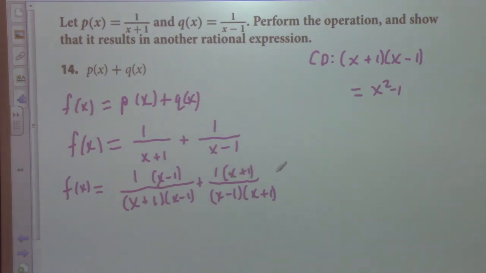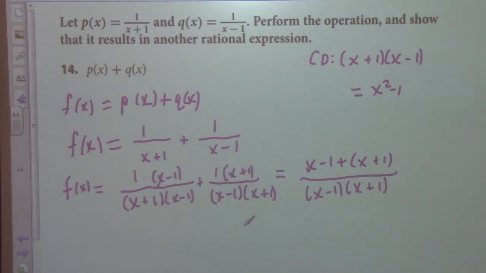So now, just working across here, do we have a common denominator now? Yes, we do. So this one right here simplifies to x minus 1, and then we're going to say plus this one right here, plus x plus 1. And all that is over x minus 1, x plus 1.